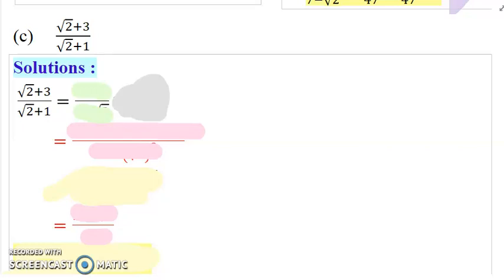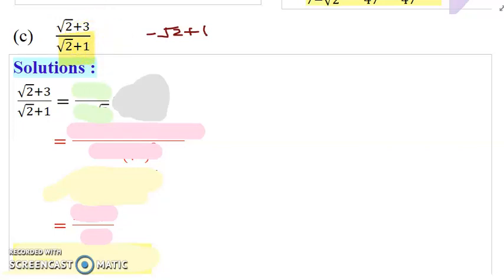Question 3c. In order to rationalize these terms here, we will consider the conjugate of the denominator. In this case, I suppose the conjugate is negative square root of 2 plus 1. And I'm going to multiply these conjugates, top and bottom, to the terms we have here.